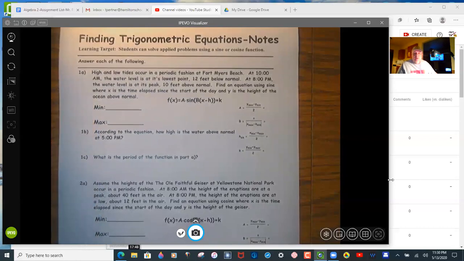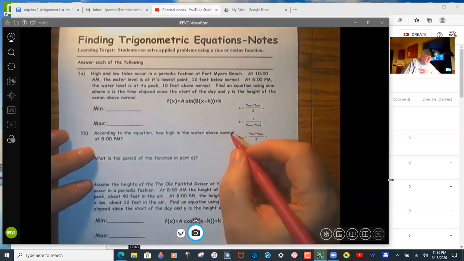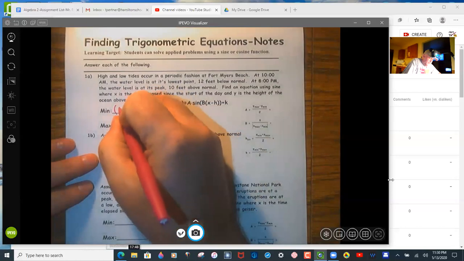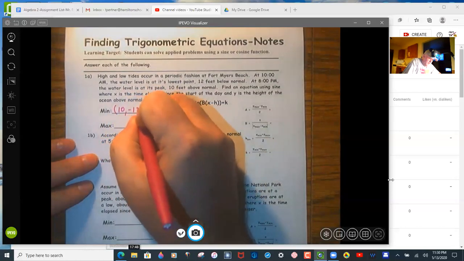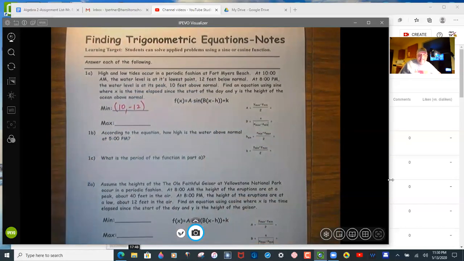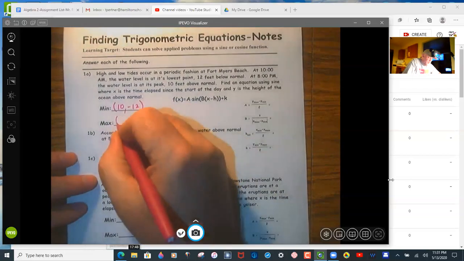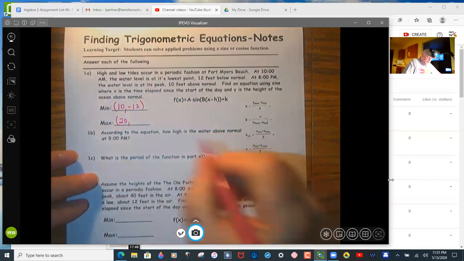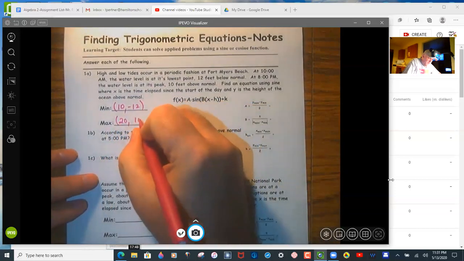So we have to think in terms of military time. So at 10 a.m., that's 10 hours gone by. The water's at its lowest point, 12 feet below normal. So there's our min. So the x is now hours. So we're not really unit circle based. So here's a good example of getting away from the unit circle. Maximum at 8 p.m. So now we're military time. So this is 20 hours gone by. The water is at its peak 10 feet above normal.